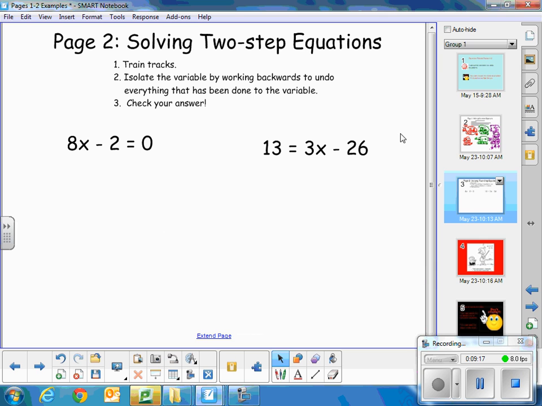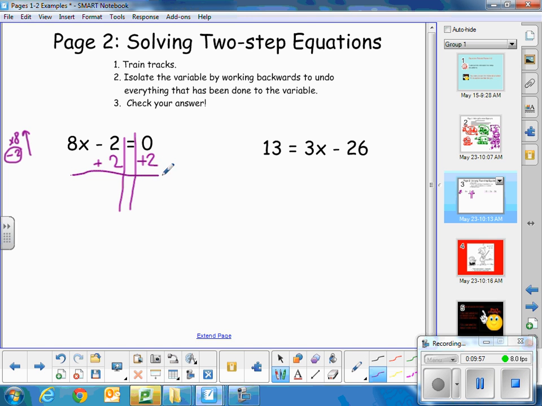Page 2 is going to use the same process, except for now it has 2 steps instead of 1. So we're going to start out by drawing the train tracks, and then we're going to isolate the variable by working backwards to undo everything that's been done to the variable. Right now, what's been done to the x is we've multiplied it by 8, and then we take 2 away from it. So if we want to work backwards to undo that, the first thing we're going to undo is the minus 2. We're going to undo minus 2 by adding 2 to both sides.